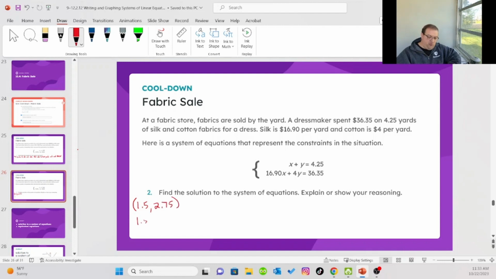That is 1.5 yards of silk and 2.75 yards of cotton. That is the solution to the system of equations.